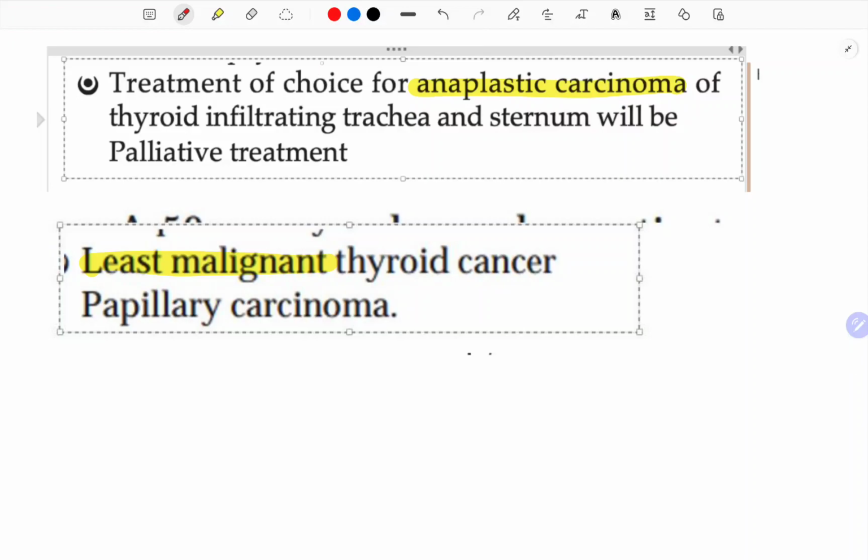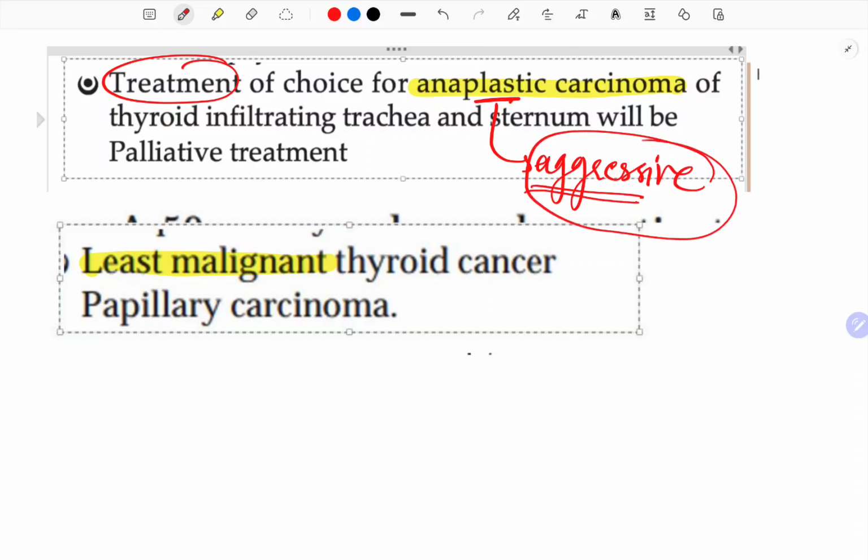Now another very important question on the treatment of choice for anaplastic carcinoma. Anaplastic carcinomas are aggressive. So A for anaplastic, A for aggression. They spread very easily and they're very fast growing. So they rapidly infiltrate the surrounding areas, and so they infiltrate the trachea and sternum. So the only treatment of choice, if it is detected early, can be aggressive surgery, but the main treatment is only palliative treatment. It has already infiltrated the trachea and sternum.